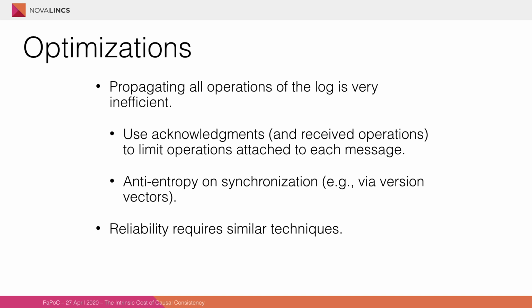Now there are many ways to optimize the previous algorithm by using, for example, acknowledgements to limit the amount of operations that we have to attach to every message. Or when synchronizing with a new connection, we can first send a version vector to limit the amount of operations that we have to send. Interesting here is that if we try to implement reliability, we need to use similar techniques. So there's really no additional cost that we're paying here.